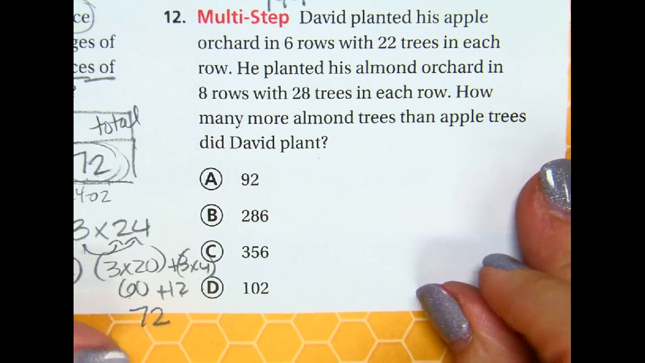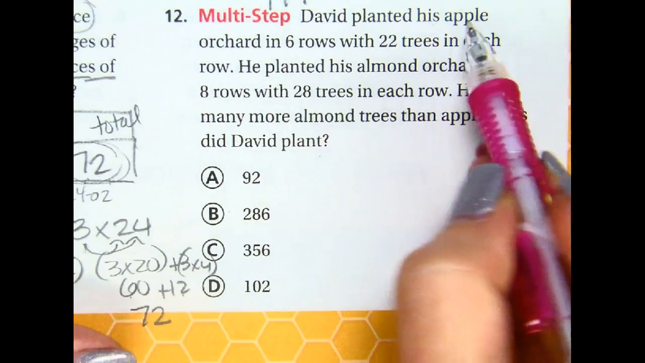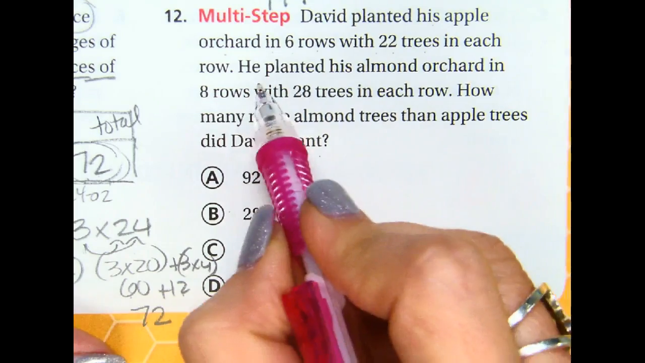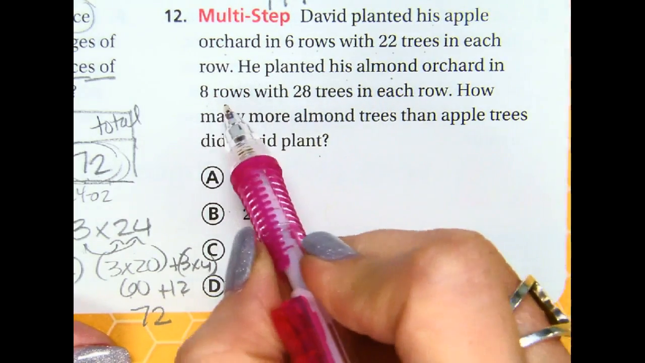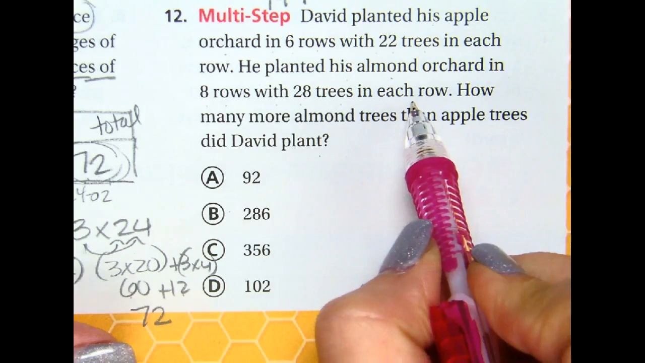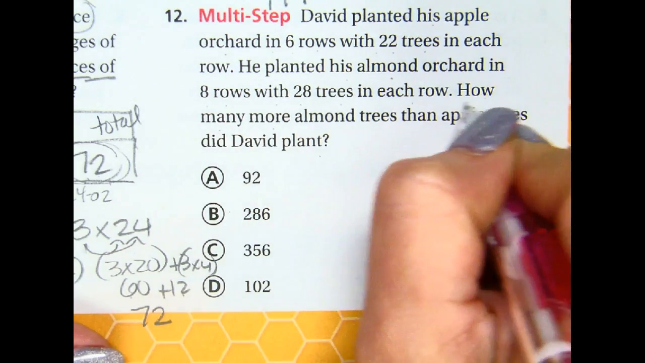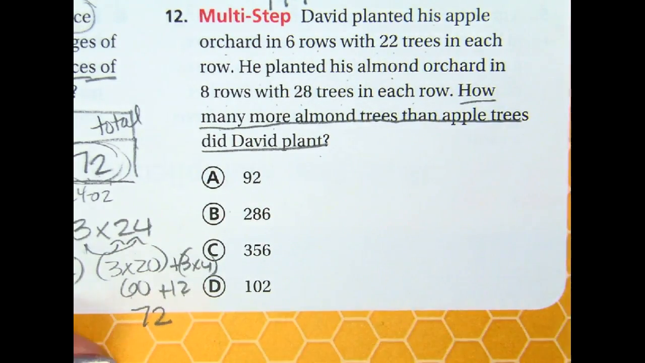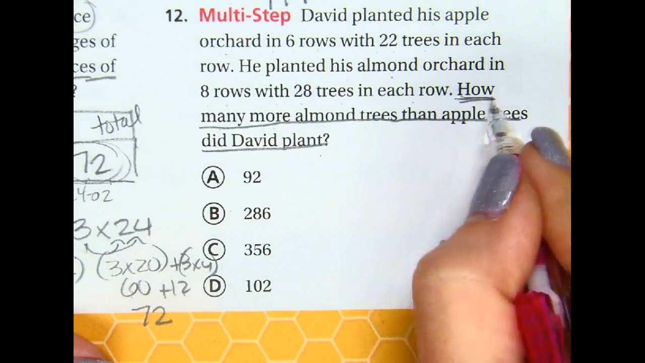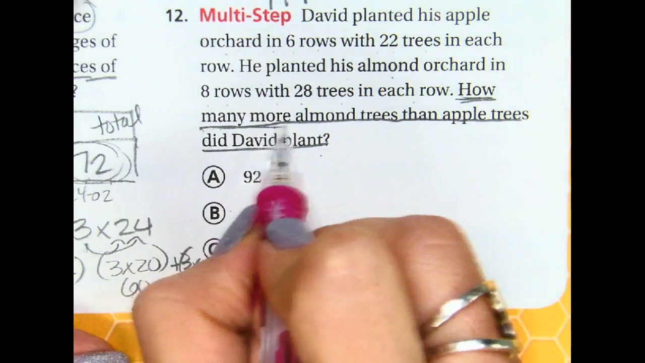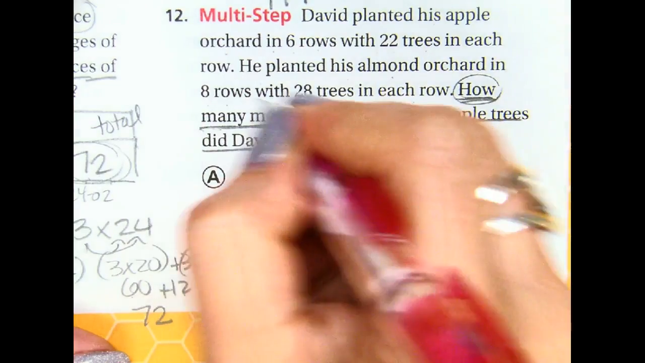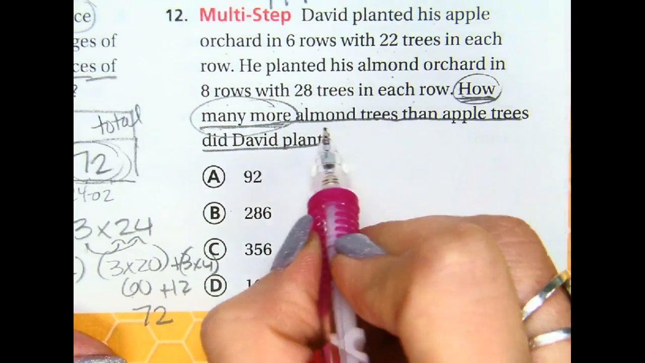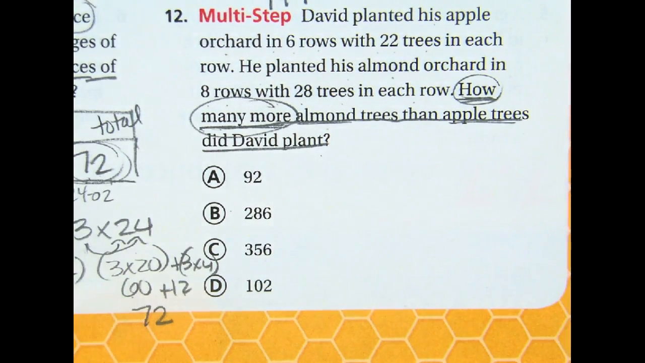We're talking about an apple orchard. David planted his apple orchard in 6 rows with 22 trees in each row. He planted his almond orchard in 8 rows with 28 trees in each row. How many more? Oh, look at this. How many more almond trees than apple trees did David plant? Anytime you see that, we know we're underlining a question. If it says how many more, we know we're talking about what? I know you're saying it, subtraction. So we know we're going to compare almond trees to apple trees. But we have to do some work first.